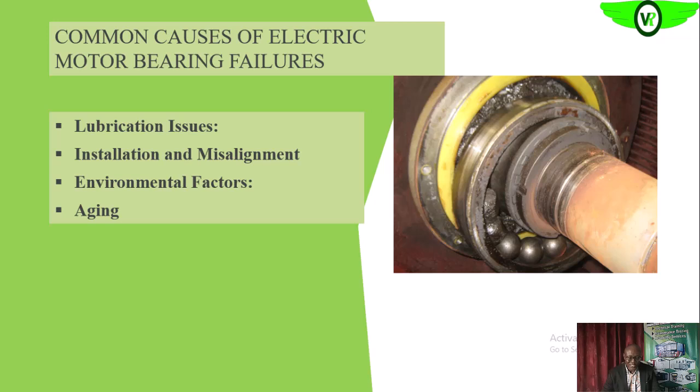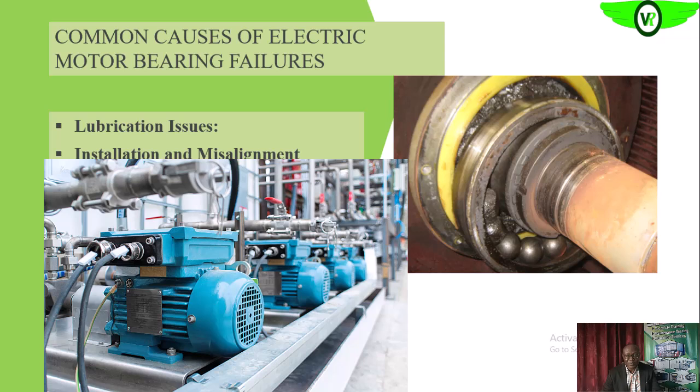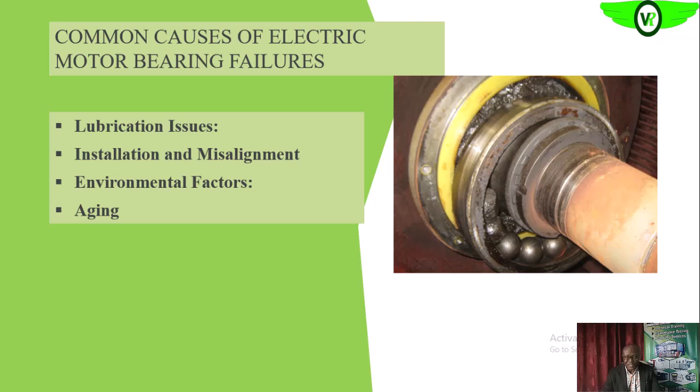The first, as you can see on the screen, is lubrication problems. That is, when we do not have enough lubricant in the bearing, that can result in lubrication problems. Then the installation procedures also: if standard procedures are not followed, the SOPs for the installations, precision installation processes, precision alignment and what have you, all of these can introduce problems that will affect the bearing at the end of the day.